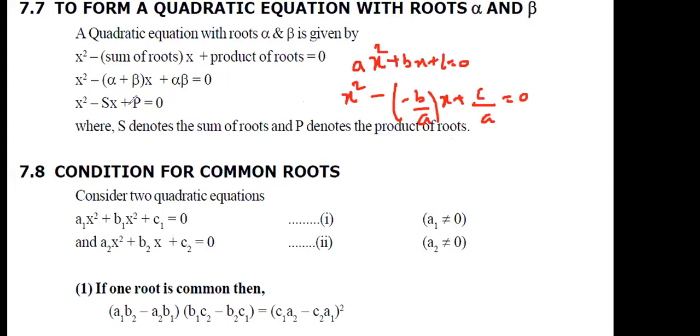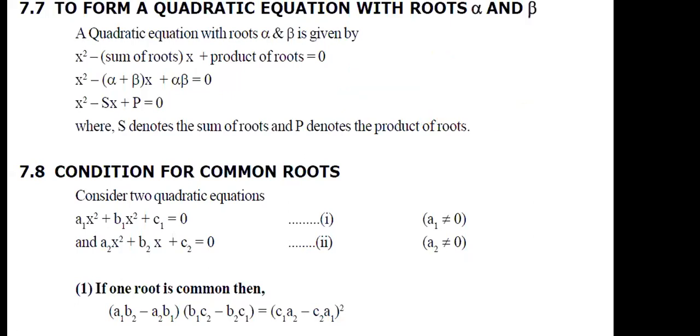So I can say that minus b by a is nothing but alpha plus beta, the sum of roots. And c by a is nothing but the product of roots. So if I know the sum of roots and the product of roots, I can write the equation. Make sense? I hope all of you can solve problems based on this, because this is pretty straightforward. You just have to find the sum of roots and product of roots and put them in the equation.